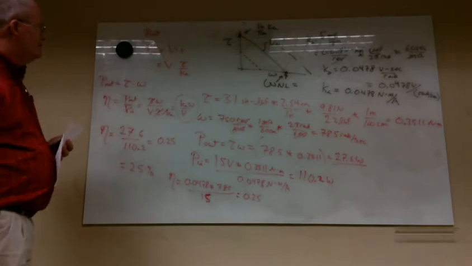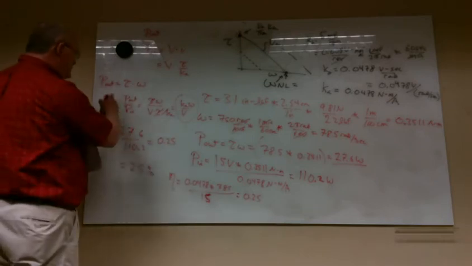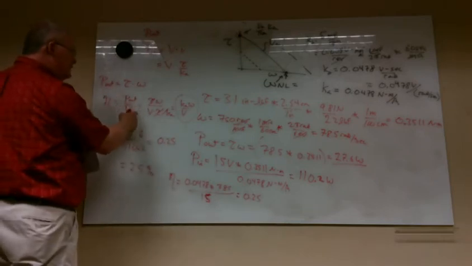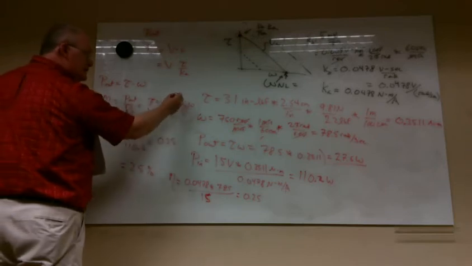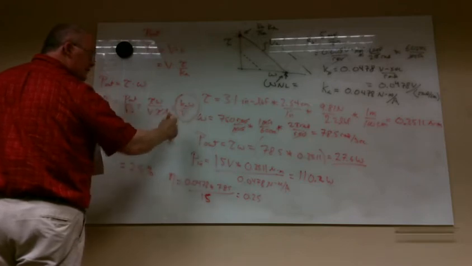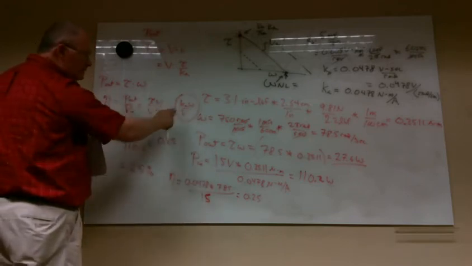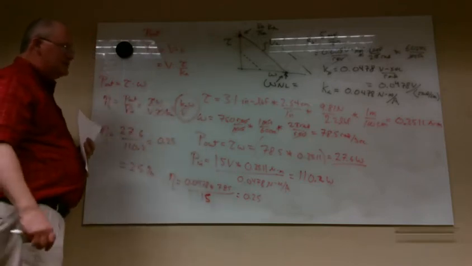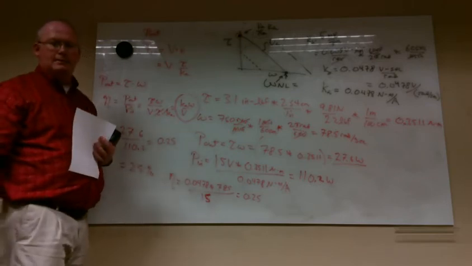So to be honest, with this approach to P out over P in, you just need to know the torque constant, the speed in radians per second, and the voltage. The torque constant is in Newton meters per amp, of course. So units, units, units. These problems are about units.